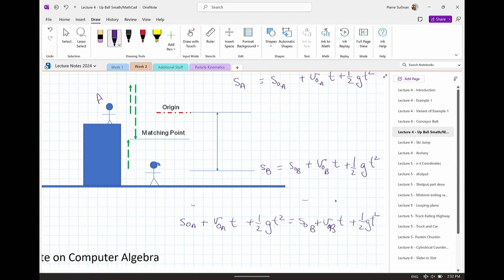Okay, so I have two relationships, one for the motion of ball A, one for the motion of ball B. I can set both of them equal to each other, and the first thing I see is that both of them have a 1/2 GT squared term. I also know that my A is the same, or is 0. So that's my relationship.